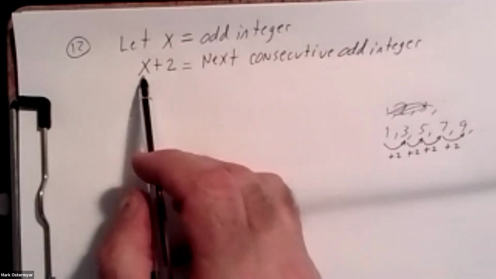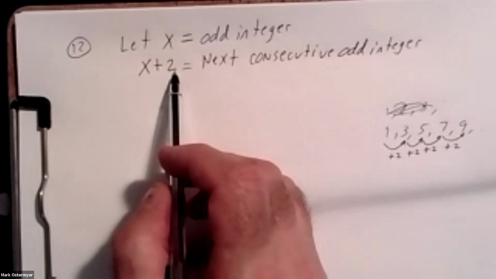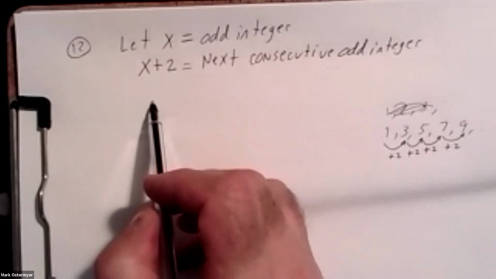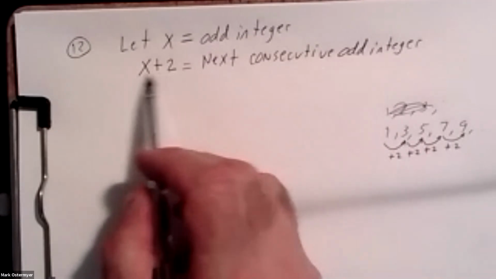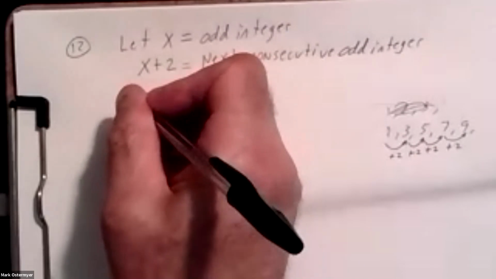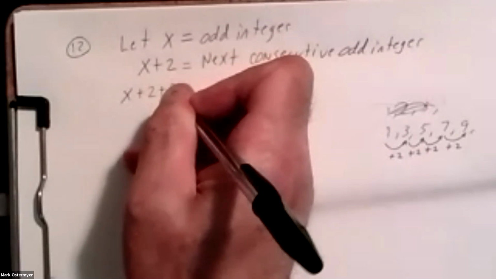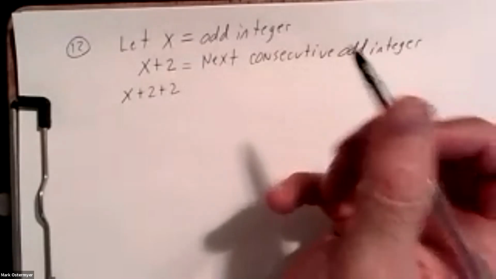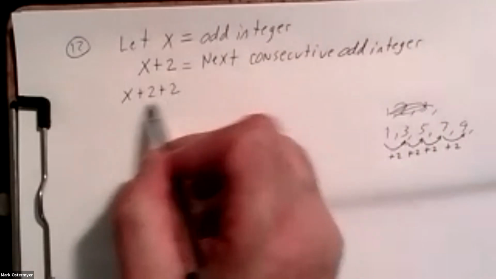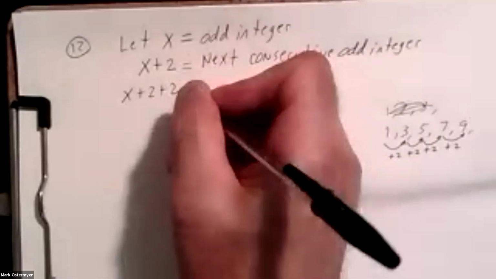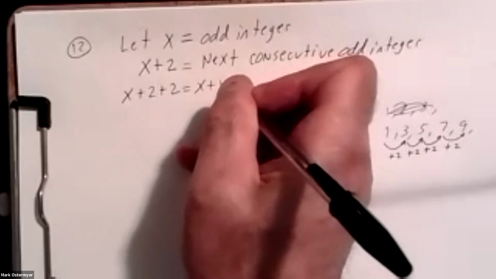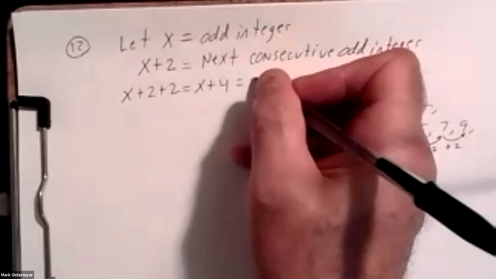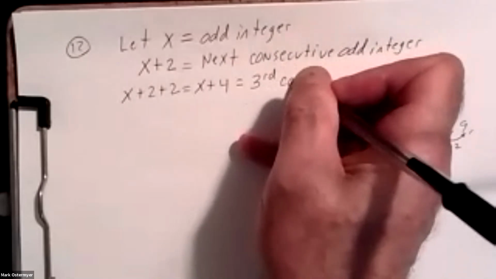So if x plus 2 is my second consecutive odd number, what do I got to add to my second consecutive odd number to get to the third consecutive odd number? 2. You got to add 2 to the second consecutive odd number to get to the third. But what does x plus 2 plus 2 simplify to? Yeah, x plus 4 then would be representing the third consecutive odd number.